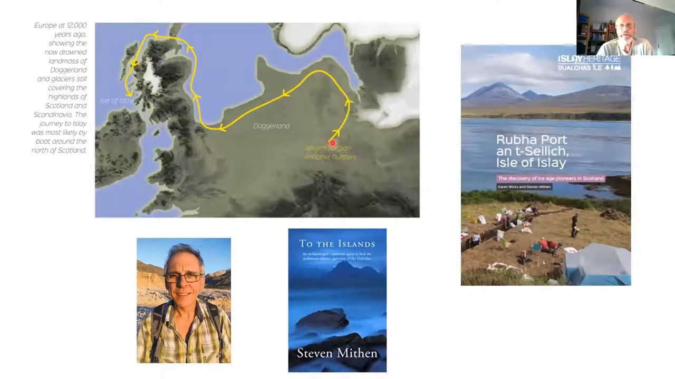He believes these Arensbergian people crossed Doggerland and came around as the ice was melting. They were chasing reindeer around Scotland. So there are presumably more camps all over the place, but this is just one where we found evidence.